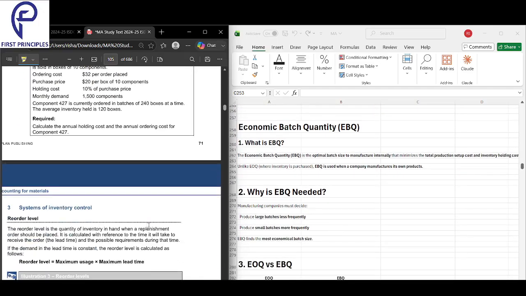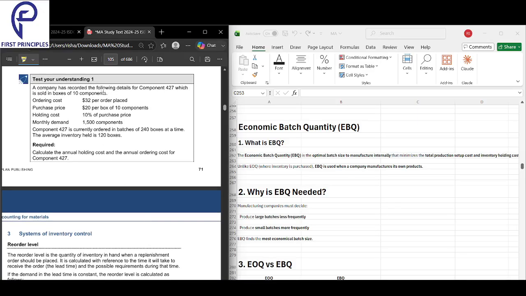Okay, next we'll look into the next problem. Component 427 is sold in boxes of 10 components. Ordering cost per order is $32. Purchase price is $20 per box of 10 components, so it's basically $2 per component. Holding cost is 10% of purchase price. Your monthly demand is 1500, so yearly demand will be 1500 into 12, 18,000. So you got your annual demand also. Component 427 is currently ordered in boxes of 240 at a time. The average inventory is 120 boxes.